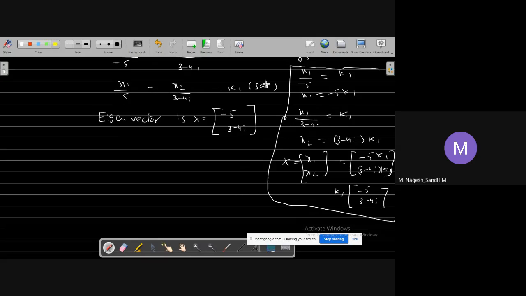Okay. No need this one. You can directly write x1 by minus 5, x2 by 3 minus 4 equal to k1. So what is the eigenvector? Minus 5, 3 minus 4. Take one equation and solve it. This you can do as we did at the start for the 2 cross 2 eigenvalues and eigenvectors. Have you remembered? There also you can apply this method.